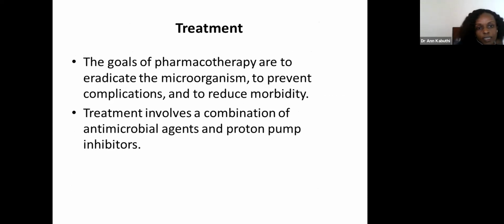So in terms of treatment, what are the goals of treatment? The goals of pharmacotherapy are, one, to eradicate the microorganism. As you have seen, that has benefits. Two, to prevent complications. And number three, to reduce morbidity. Treatment involves a combination of antimicrobial agents and proton pump inhibitors.